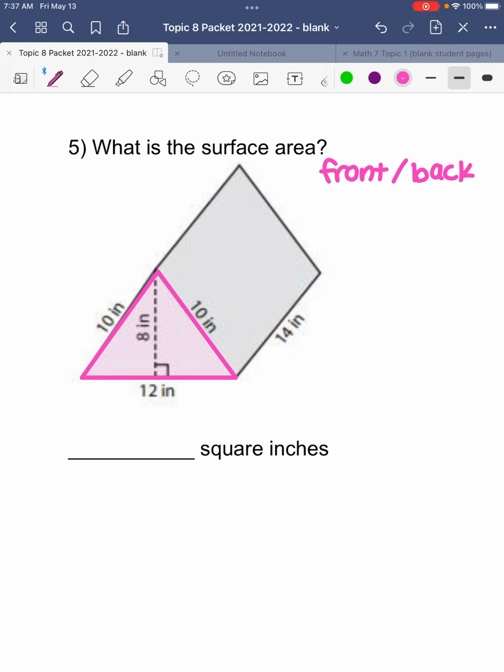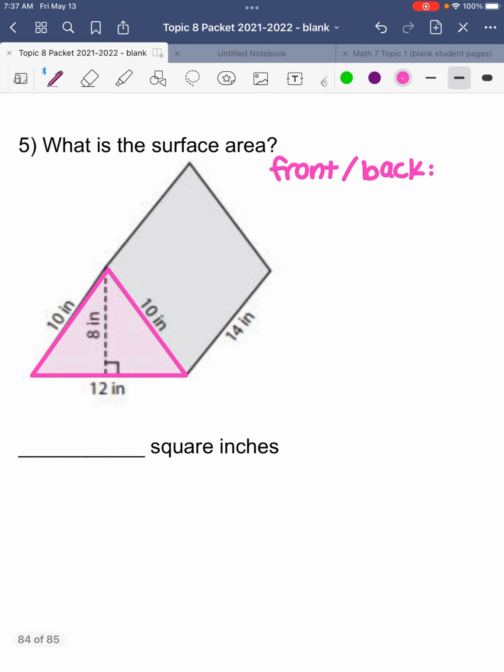And you can also do surface area of a rectangular prism this way and list out all the sides instead of using the formula. But we're focused on this triangular prism right now. So I have to find the area of that triangle. And remember, area of a triangle is 1/2 times the base of the triangle times the height of the triangle.